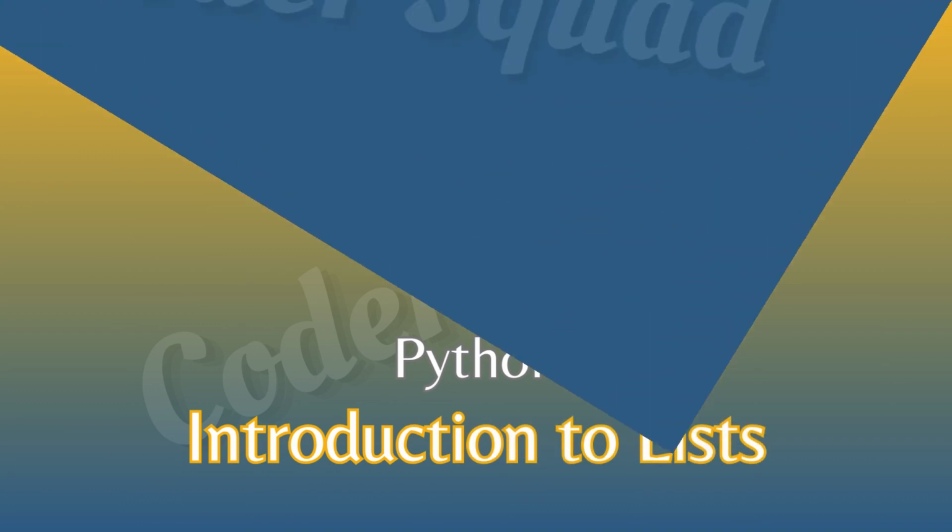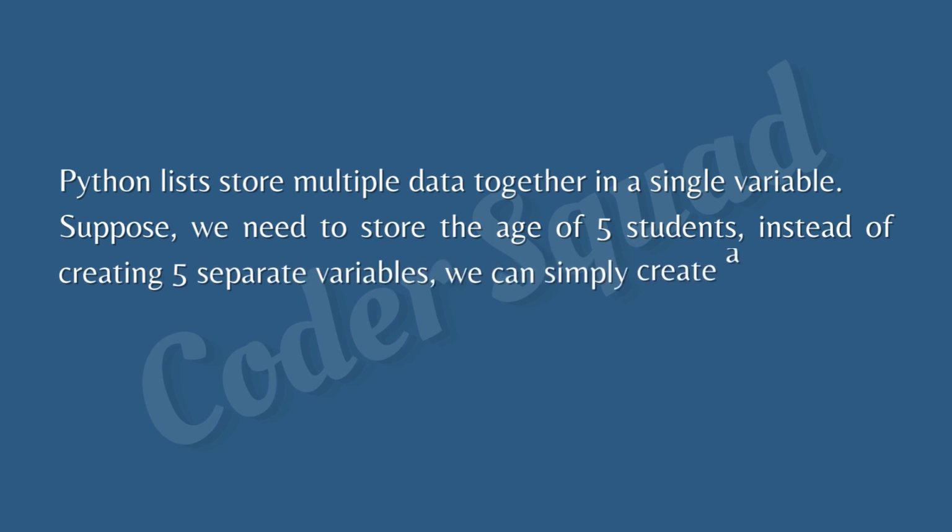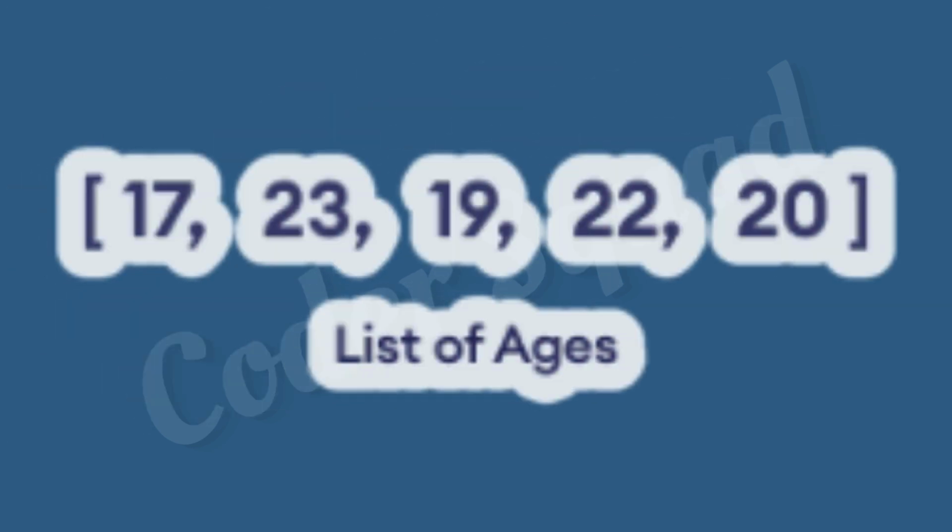Let's start with the basics. In Python, a list is a collection of items, which can be of different data types, enclosed in square brackets and separated by commas. Here's a simple example of a list. In this list, we have integers, but you can include any data type, such as strings, floats, or even other lists.